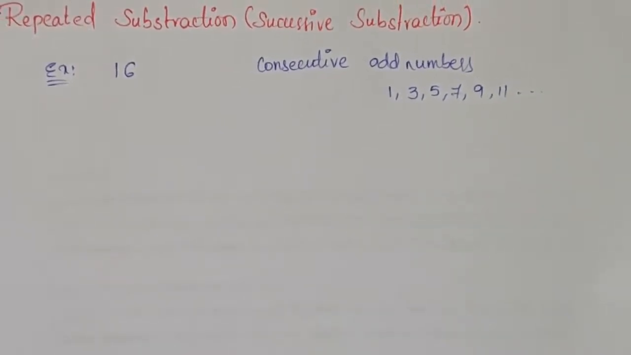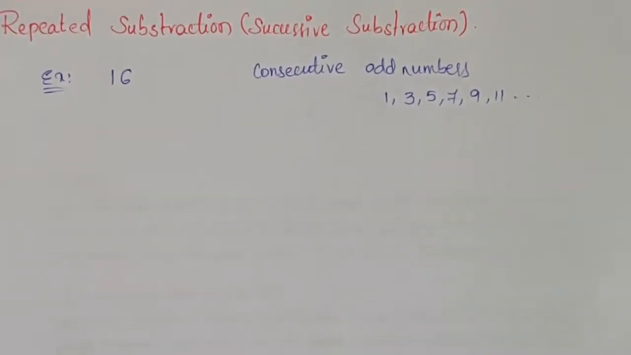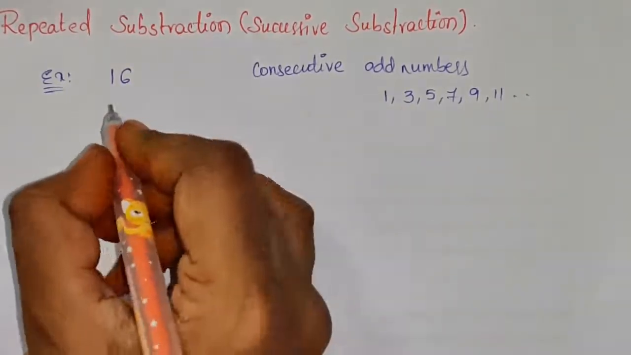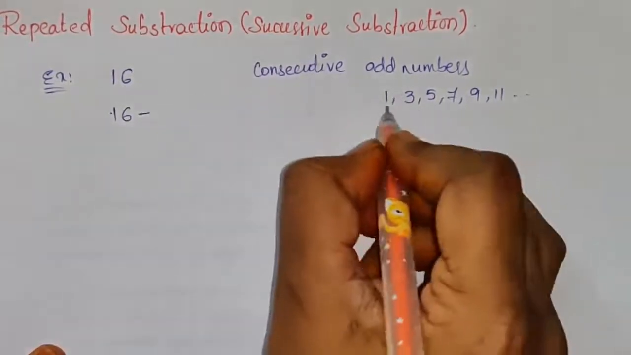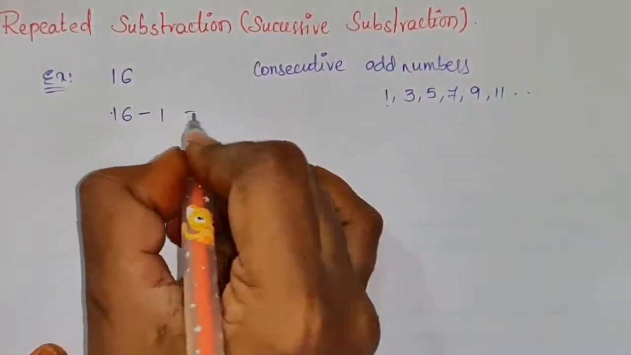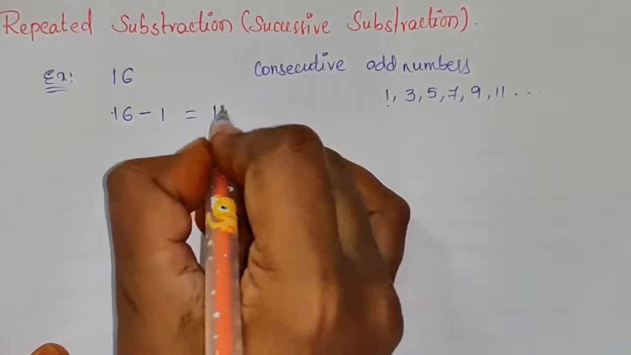By subtracting these numbers from the given perfect square number, we will come to know what is the square root of that particular number. Okay, we need to subtract these consecutive odd numbers until we get 0. Okay, let us see. The first step is 16 minus the first odd number, 1, that will give 15.